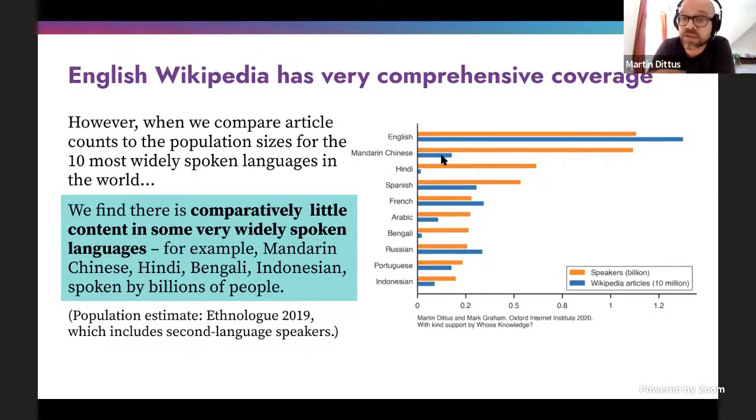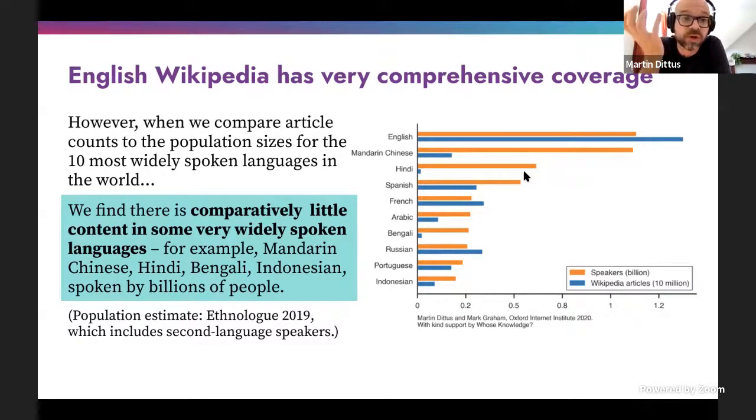For Mandarin Chinese already, this might be very well known in the Wikipedia community. There's very little Mandarin Chinese content on Wikipedia. It's spoken by more than 1 billion people, but there's comparatively little content. There's all kinds of reasons, and we'll go into that in a bit. And Mandarin Chinese or Chinese in general is always a specific case.